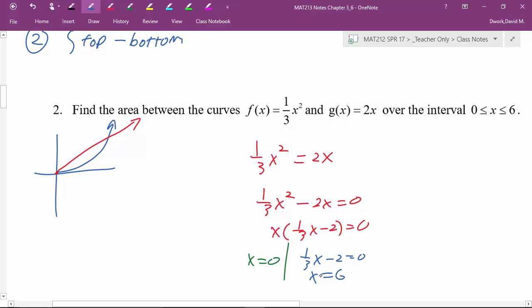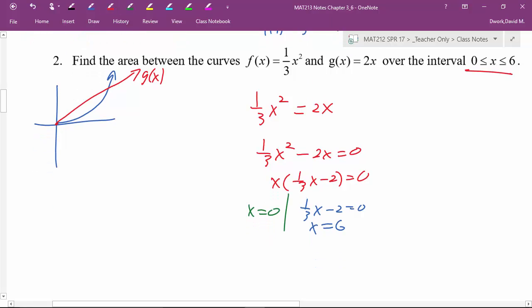Anyway, we know the function that's on top to begin with will remain on top until the value of 6. If you just pick any value, for example I picked the value of 1, f of 1 gives me 1/3, and g of 1 equals 2. So my g function has a y value of 2, which means it's higher than 1/3. So my g of x function, my red function, is on top from 0 to 6. And then we can see from our sketch, after that, it would be on the bottom.